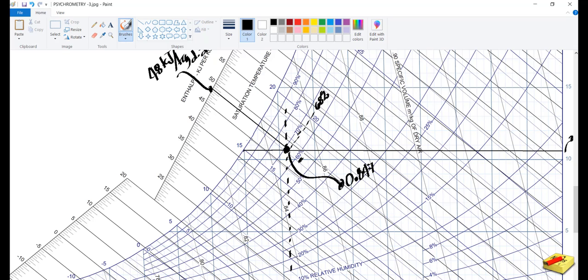Now for the wet bulb, you can also get the wet bulb here, running from here. The line corresponding to the wet bulb is between 15, 16, 17, 18, 19, 20. So it is between 17 and 18, the wet bulb temperature.